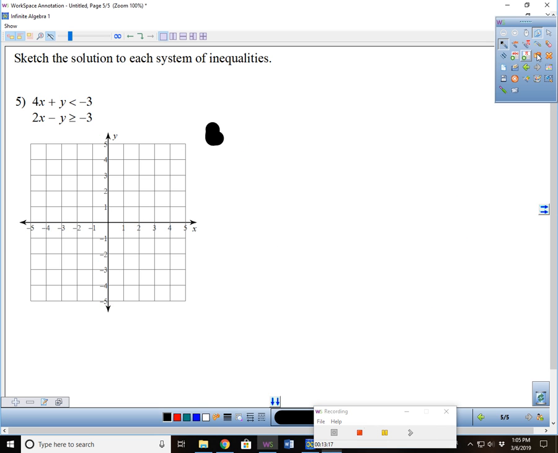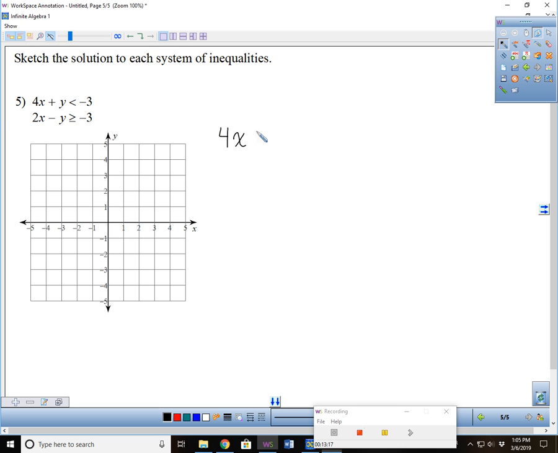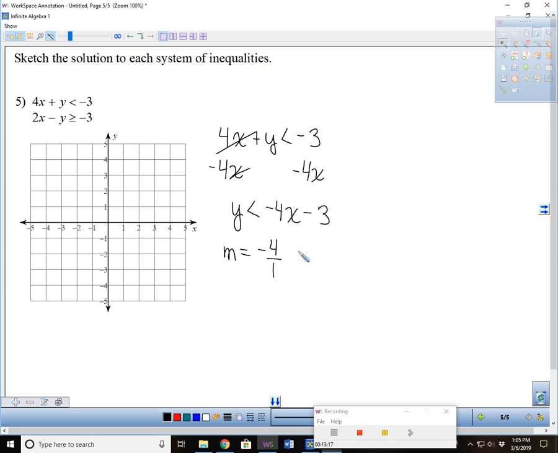All right, so we've got 4. Do that every time. 4x plus y is less than negative 3. So I'm going to subtract the 4x. And I'm going to make sure I put that in the front. So I've got negative 4x minus 3. So my slope is negative 4. And I'm going to make it a fraction by putting it over 1. My y-intercept is negative 3. Since y is less than, I'm going to shade below. And there's no equal to bar, so that means I'll have a dotted line.